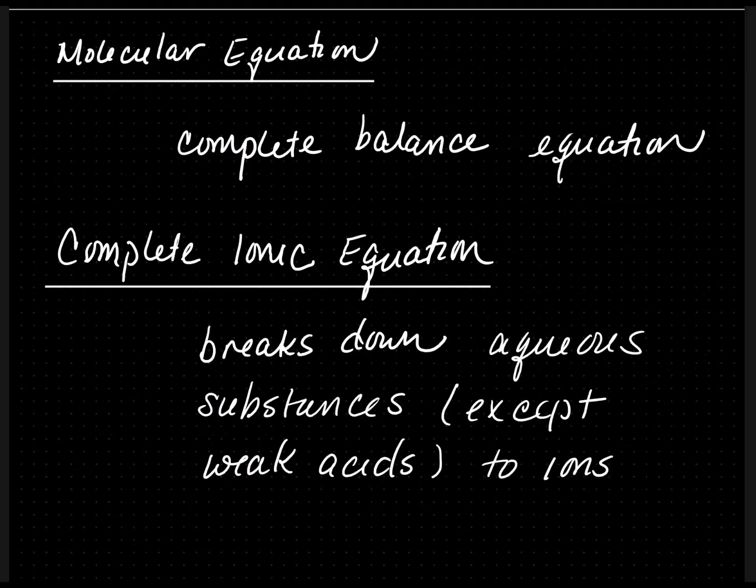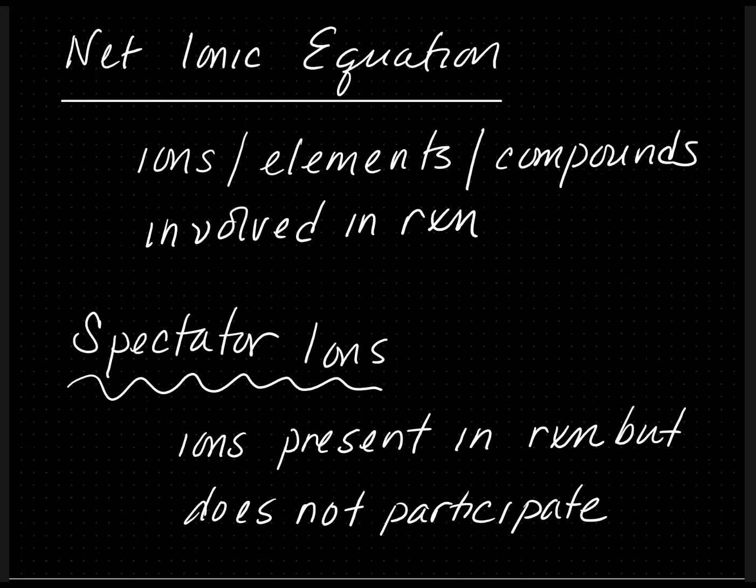Molecular equations are complete balanced equations. When you write a complete ionic equation, you break down or dissociate any substances that are aqueous, except for weak acids, into their ion forms. Net ionic equations are only the equations with ions, elements, and compounds that are involved in the reaction. Spectator ions are the ions present in the reaction but do not participate. You could think of it as if you go to a sporting event, you watch as a spectator. You don't go in and shoot a basket or score a touchdown.